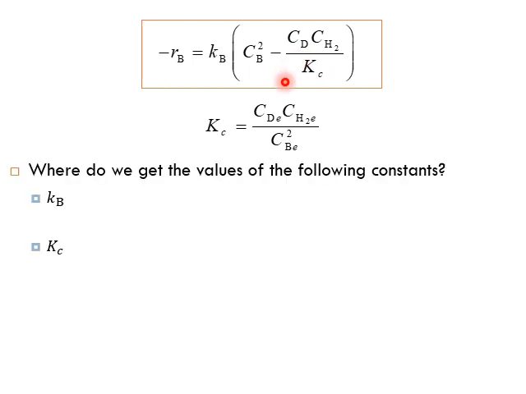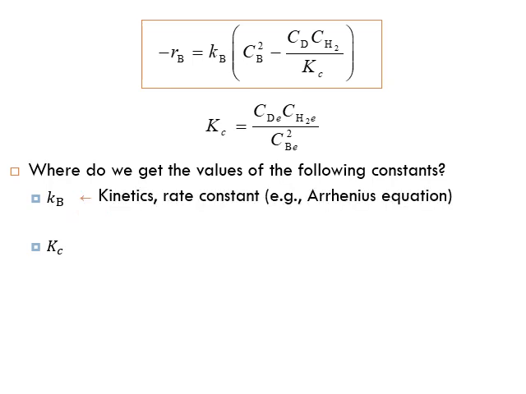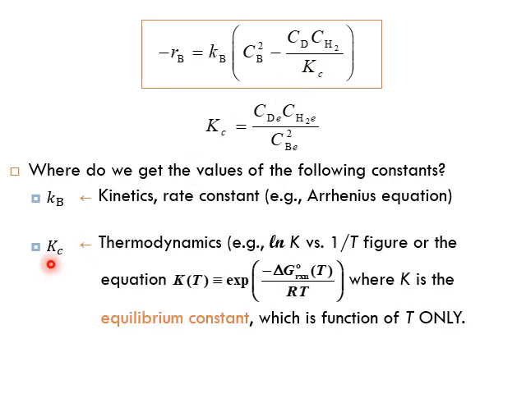And we have also asked where we're going to find the values of Kb and Kc from. So we said for Kb we need the knowledge of kinetics to find the value of the reaction rate constant. And regarding Kc, we said we need the knowledge of thermodynamics, and basically we will find it by first finding the value of K, the equilibrium constant.